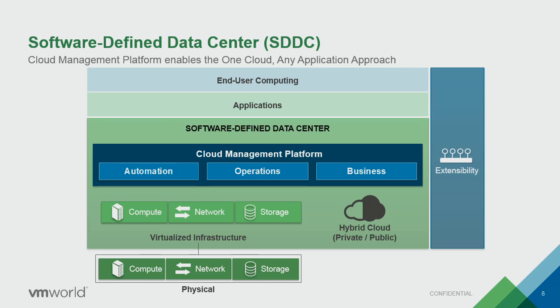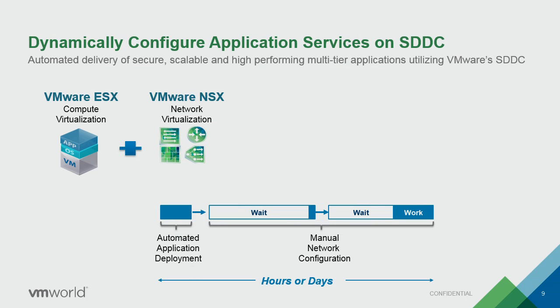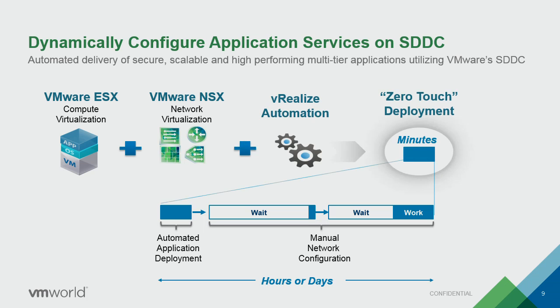Okay, so what happens with a combination of ESX for your compute virtualization, NSX for your networking and security. You add those two together, you combine them with VRA as an automation tool, and you can move from those days or weeks to deploy applications down to pure minutes. Again, I'll demo this at the end, but you can deploy a complete multi-tiered application in just a matter of a minute or two, depending on the performance of your underlying infrastructure.